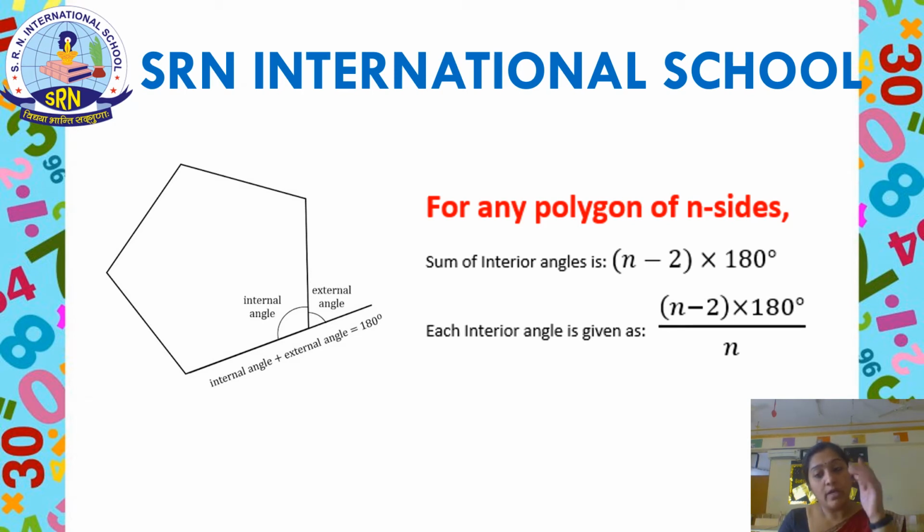For example, if we consider a triangle, a triangle has three sides. So 3 minus 2 into 180 would be 3 minus 2, that is 1. 1 into 180 would be 180 itself. So as you know, the sum of all the interior angles of a triangle is always 180 degrees. And for each interior angle, n minus 2, that is 3 minus 2, that is 1. 1 into 180 degrees is again 180 degrees. 180 degrees upon 3 will give you 60 degrees. So each interior angle of an equilateral triangle is 60 degrees.